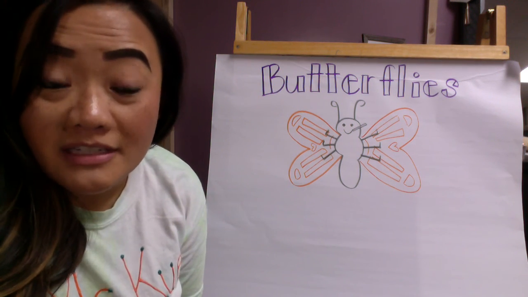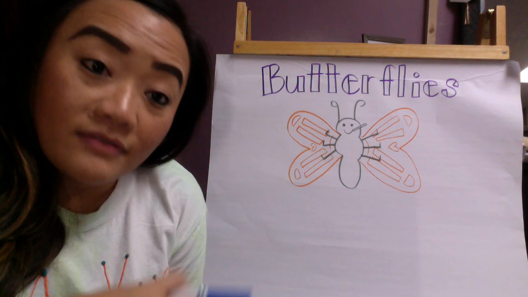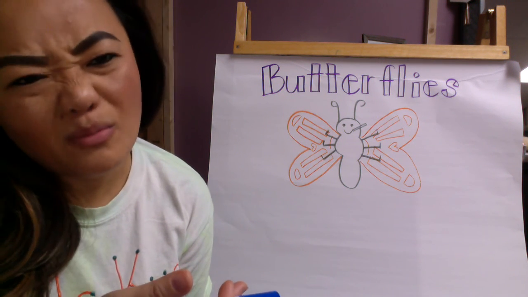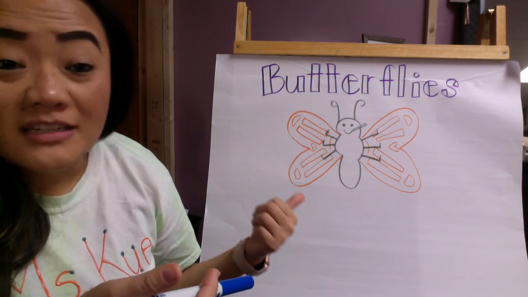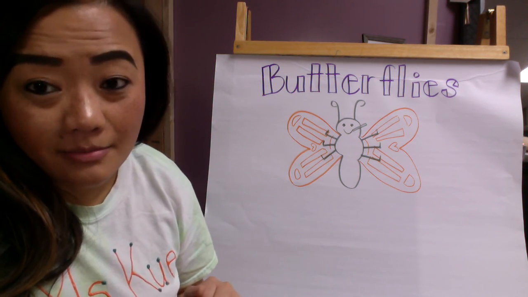Next, I'm going to label it with the different parts of the butterfly. On Tuesday, I believe it was, I posted a video about butterflies, and it talked a little bit about the life cycle, but it told you a little bit more details about the butterfly. If you watched that video, then it kind of told you about the different parts of the butterfly. So we're going to go ahead today and label those parts of the butterfly.